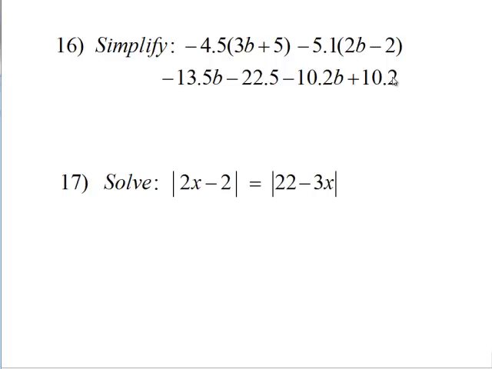Then we're going to combine the terms that are alike. The 13.5 is a b. The 10.2 is a b. Since they're both negative, we add them, combine them, gives us 23.7. And then the 22.5 is negative. 10.2 is positive, so we subtract, 10.2 minus 22.5 should be negative 12.3.